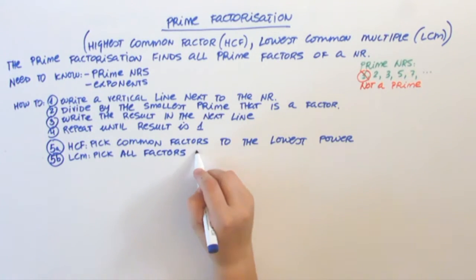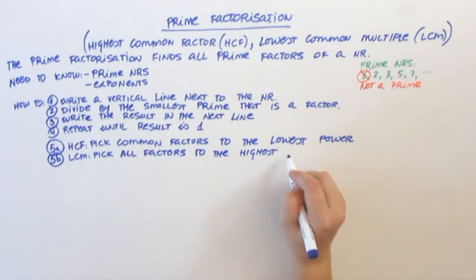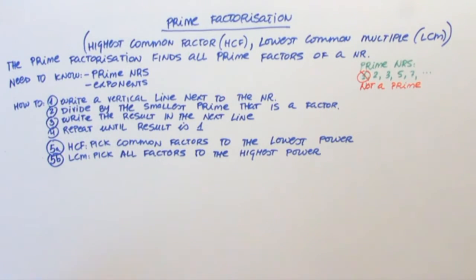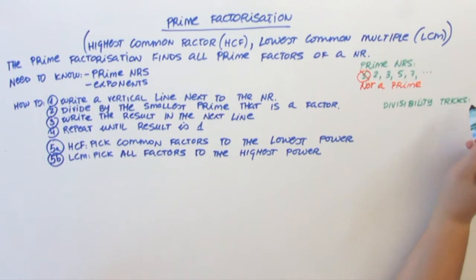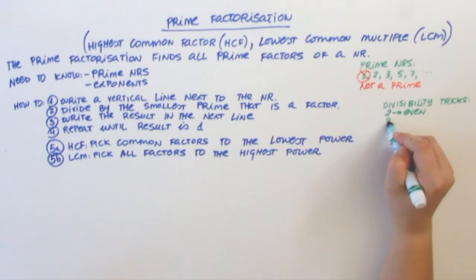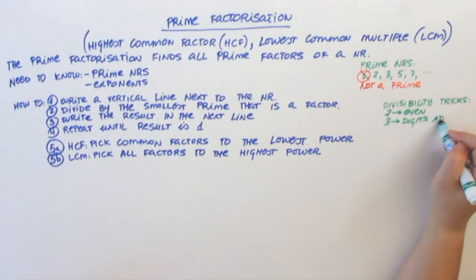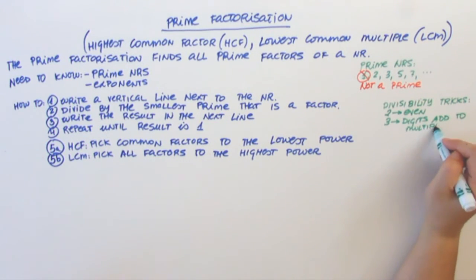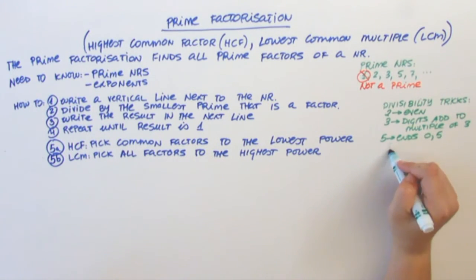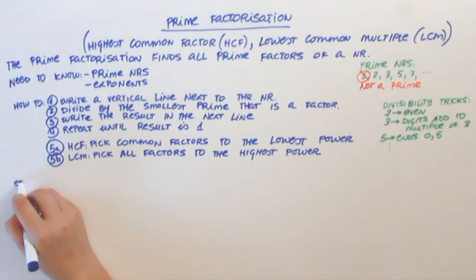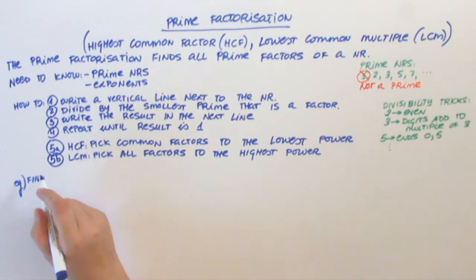To do this process, it's useful to know your divisibility tricks, especially if you don't have a calculator. I know that a number is divisible by 2 if it's even, or I know it's divisible by 3 if the digits add to a multiple of 3. If it's divisible by 5, it ends in 0 or 5, that kind of stuff. Let's see it in an example, it will make a bit more sense.